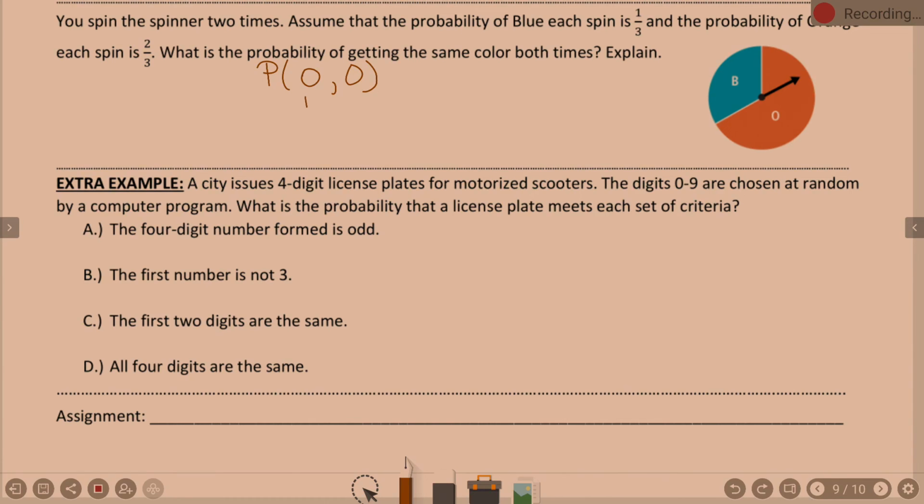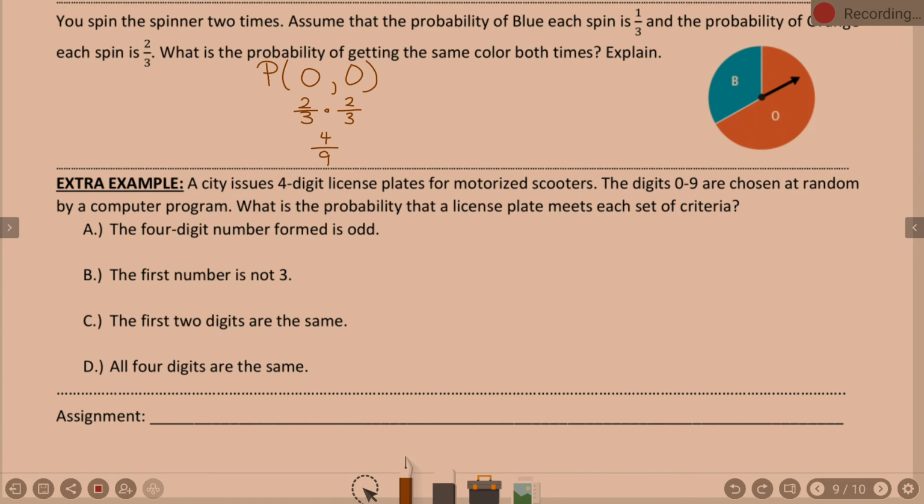Two-thirds. What's the probability of getting orange on the second spin? It doesn't change, does it? So what's the probability of getting orange followed by another orange? 4/9, right? They're two separate turns. So 2/3 times 2/3 is 4/9. So that was getting the same color, orange, back to back.